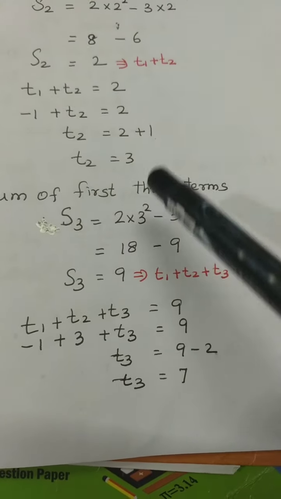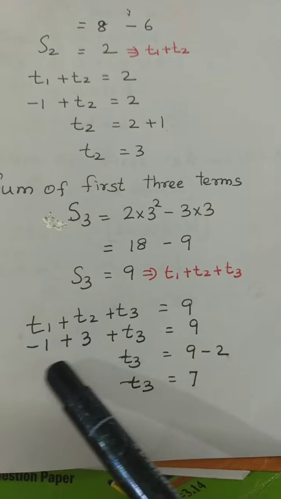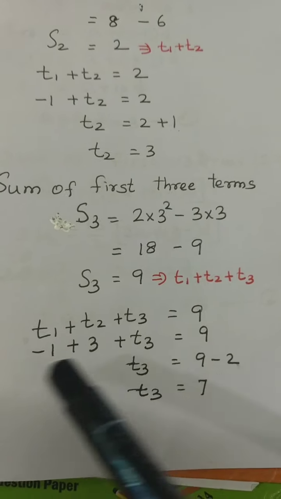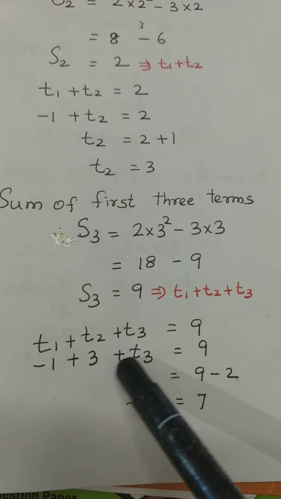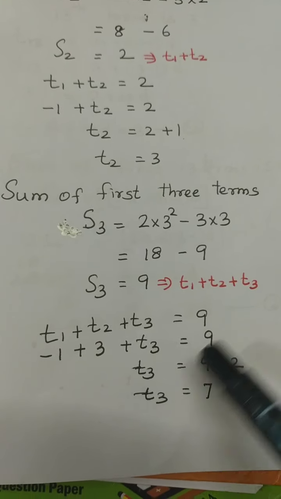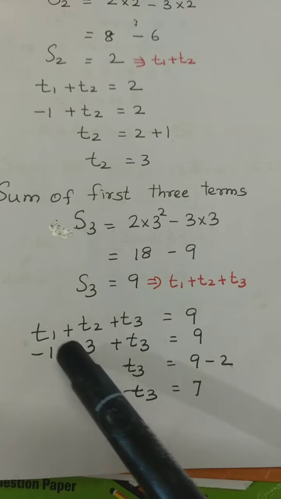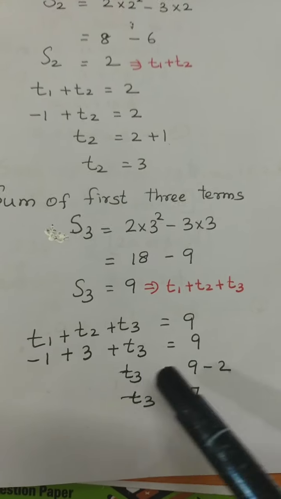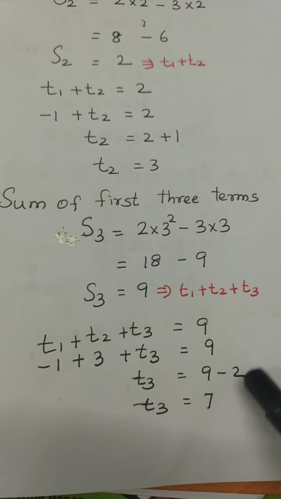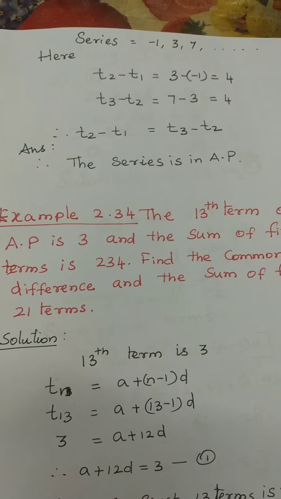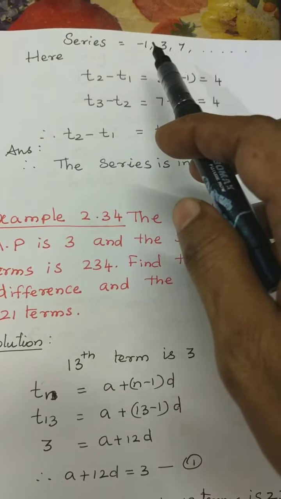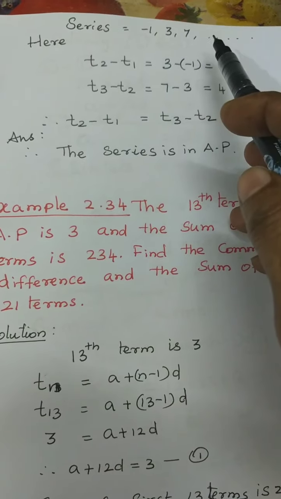Using this, you have to find the value of T3. Already we know the values of T1 and T2. Using that, you have to find the T3 value. T1 is minus 1, T2 is plus 3, plus T3 is equal to 9. Then T3 is equal to 9 minus, here 3 minus 1 is 2. You bring this 2 to this side, it will be minus. T3 is equal to 7. Now the terms in the series are minus 1, 3, 7.